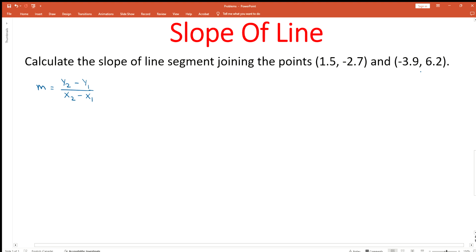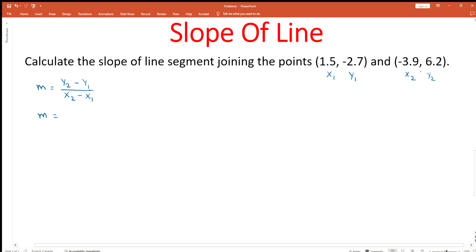The first step is to label one of these two given points as x1, y1 and the other point as x2, y2. We can label either of these 2 points as x1, y1 and the other one as x2, y2. The final answer will be the same. Next, we should sub in these values in the slope formula.